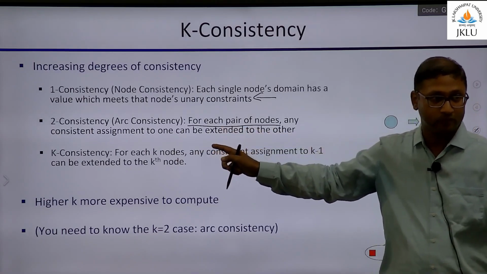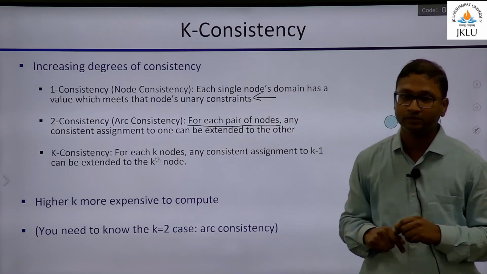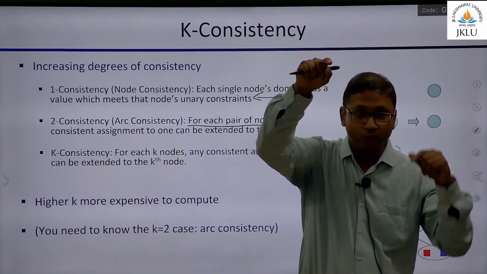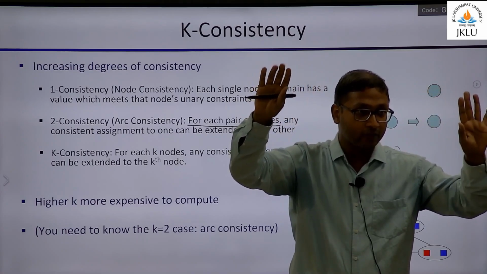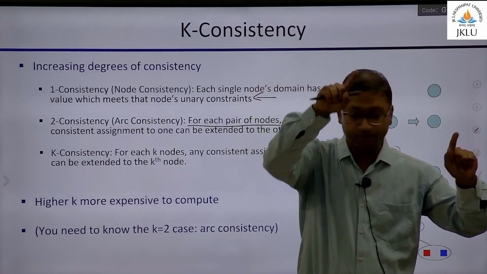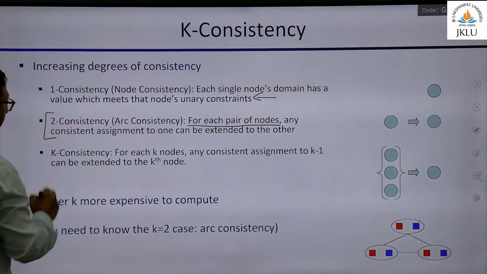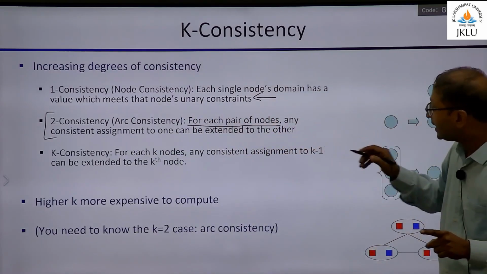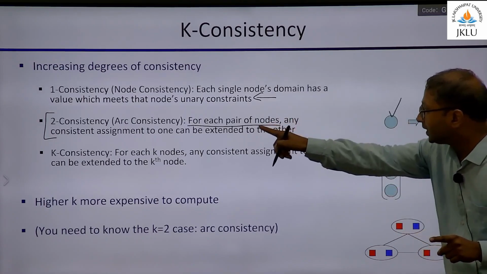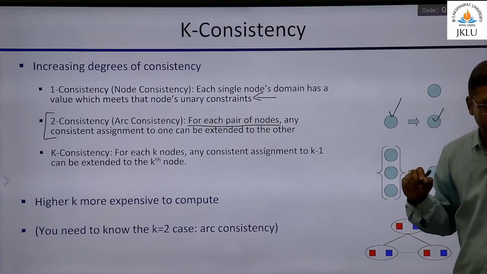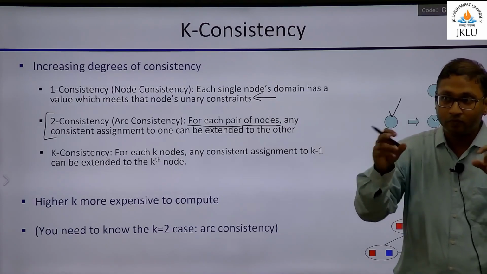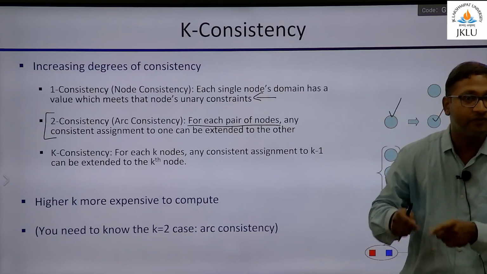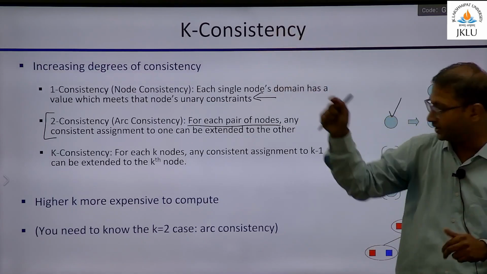Don't come to K, first come to 3. We have seen an instance of 3. What was the instance of 3? Remember that triangle? In that triangle, arc consistency was okay, but we had a problem with 3 consistency. Read this properly once. Arc consistency: for each pair of nodes, any consistent assignment to one can be extended to the other. That's what arc consistency meant, right? Where arc is consistent, this means if you choose a color for X, you definitely will have a color for Y.